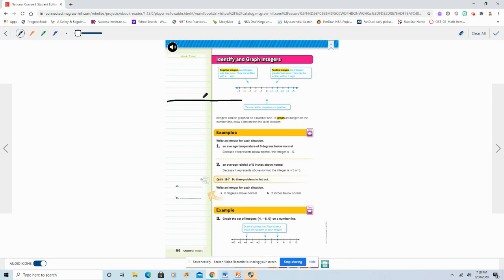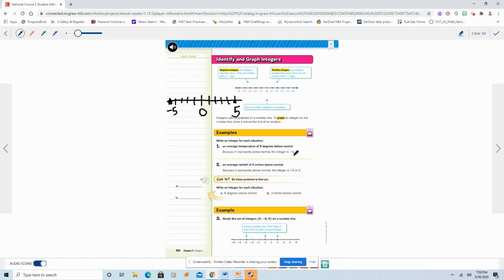So the graph for that would be, there's 0. 5 degrees below normal would be negative 1, negative 2, negative 3, negative 4, negative 5. Now you can't take that off the page. It won't work. So if I were to graph that, I'd put negative 5 and I'd have it right there. 5 above normal. Well, if I was going to graph 5 above normal, identify and graph, it'd be 1, 2, 3, 4, 5. And again, I would put a dot right there.